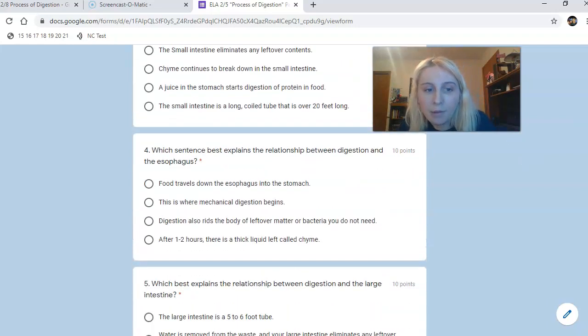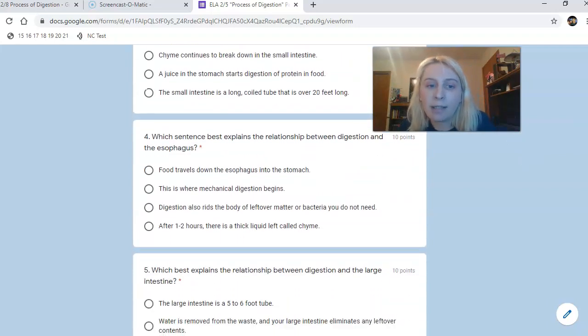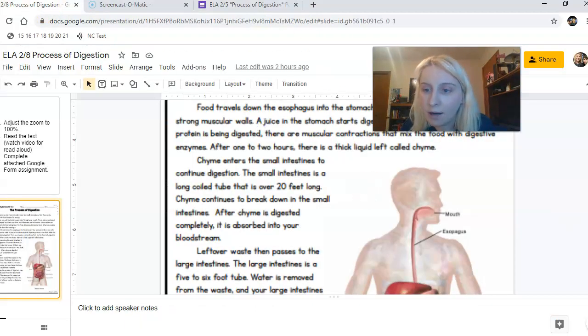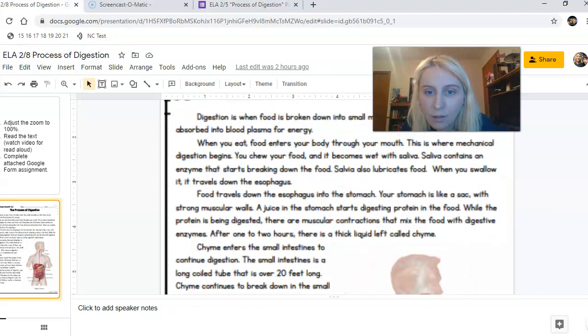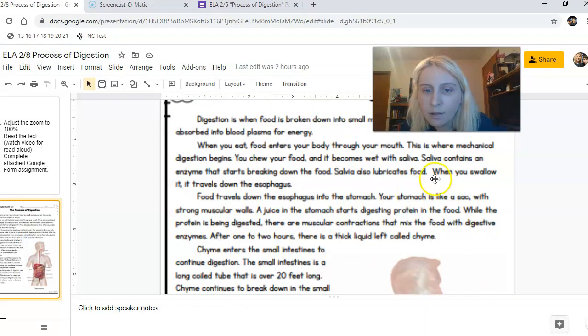Number 4, which sentence best explains the relationship between digestion and the esophagus? So let's go see again what the esophagus is all about. All right. When you swallow, meaning the food that you have chewed up, it travels down the esophagus. Food travels down the esophagus into the stomach. Your stomach is like a sack. So that's all they say about the esophagus right there.